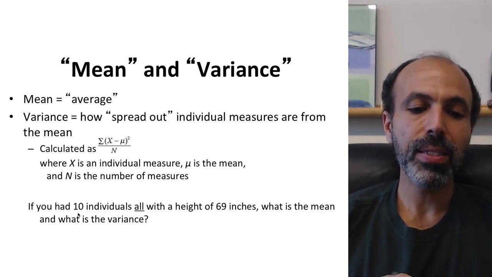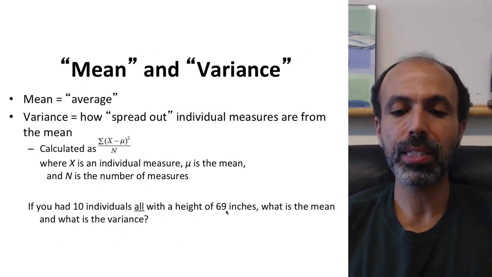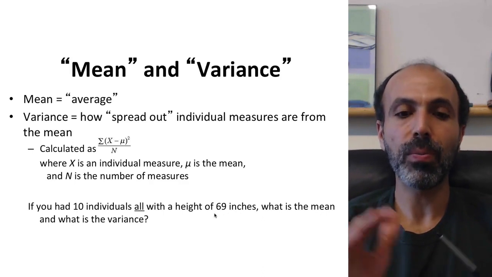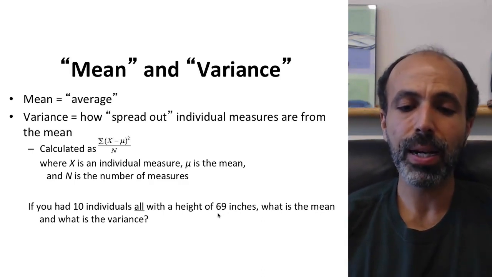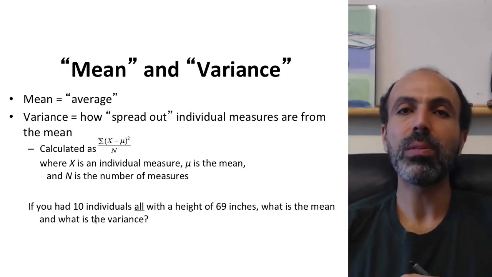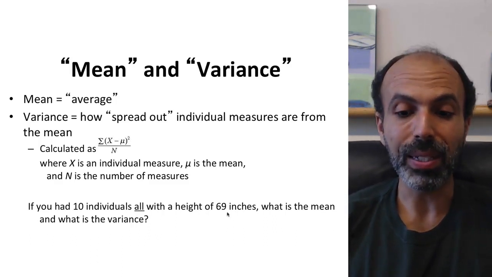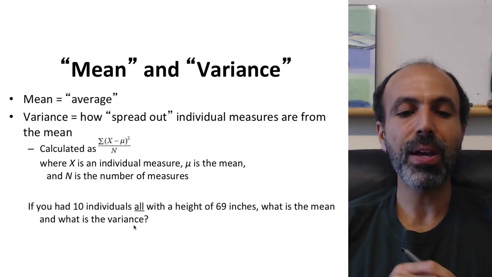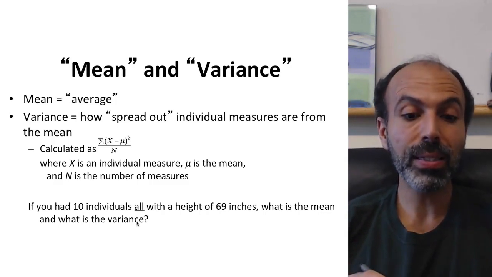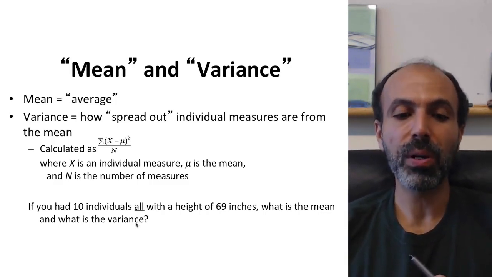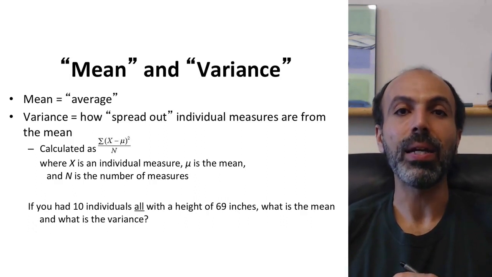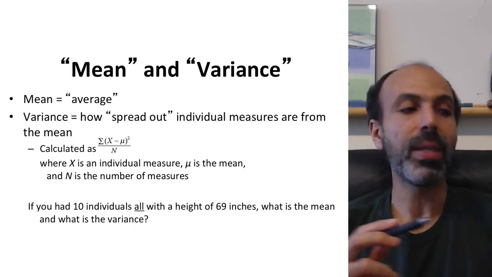So if you had 10 individuals, all with height 69 inches, okay, so let's imagine that's their height. Everybody has a height 69 inches, and there's 10 of them. What is the mean going to be? Well, the mean's obviously going to be 69 inches. What is the variance? Well, in fact, in this case, there's absolutely no spread whatsoever, because we said everybody has exactly the same height. So the variance would actually be 0 in that example.